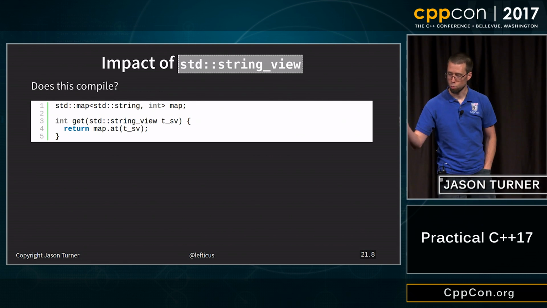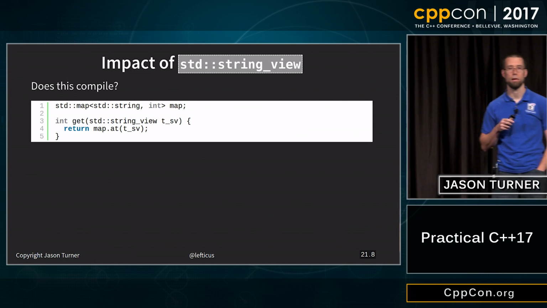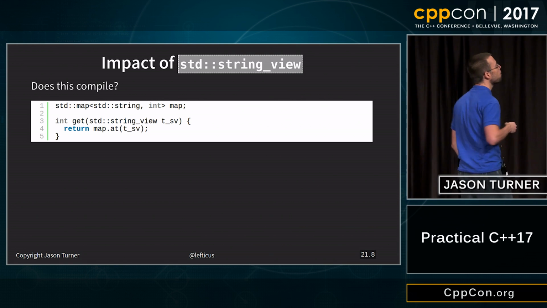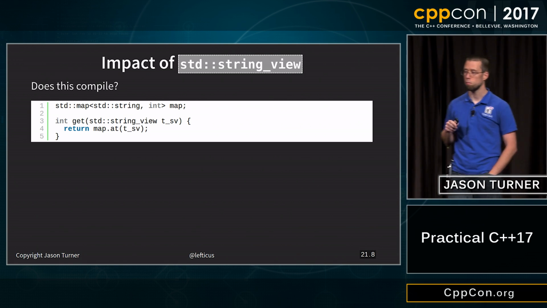So we flip it around. Now we're using string_view as our language for talking about strings. We have a map of strings to ints, and we want to pass a string_view into it. Does this compile?